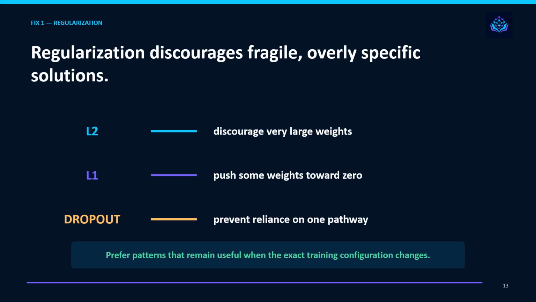Fix 1 is regularization. Methods such as L2, L1, and dropout discourage fragile solutions. They make it harder for the model to depend too heavily on one weight, feature, or pathway.